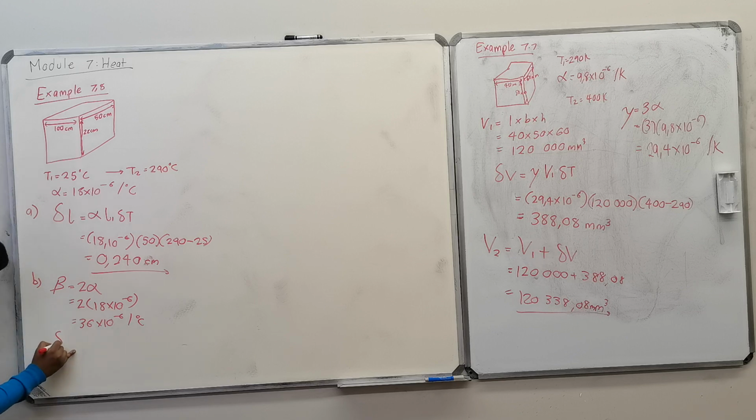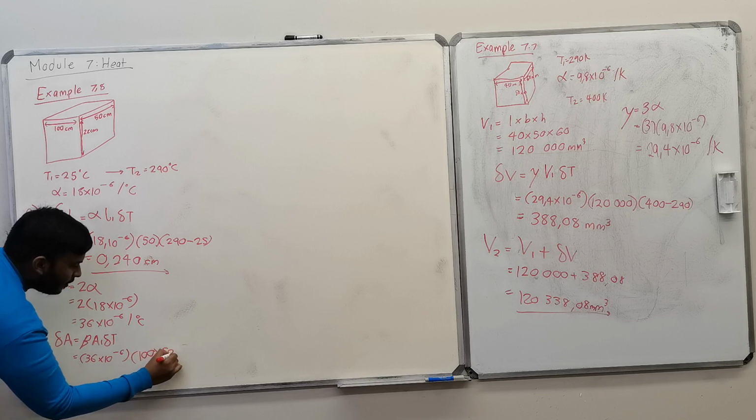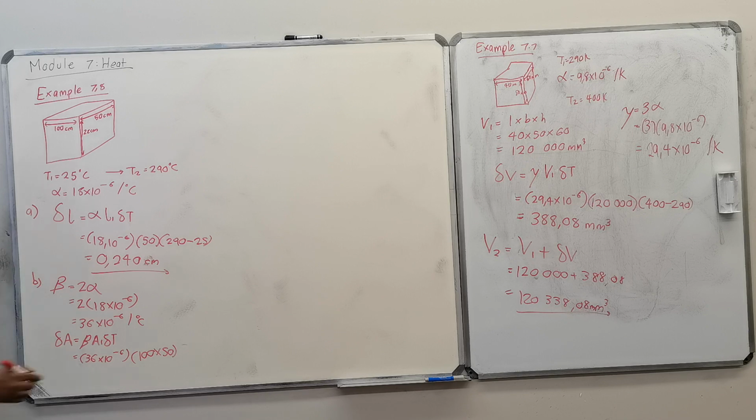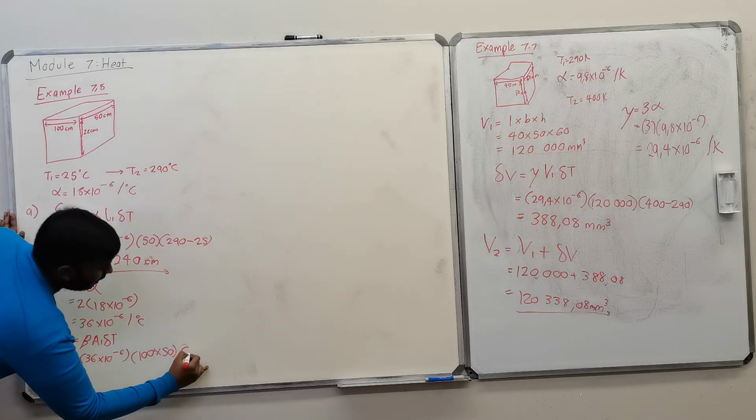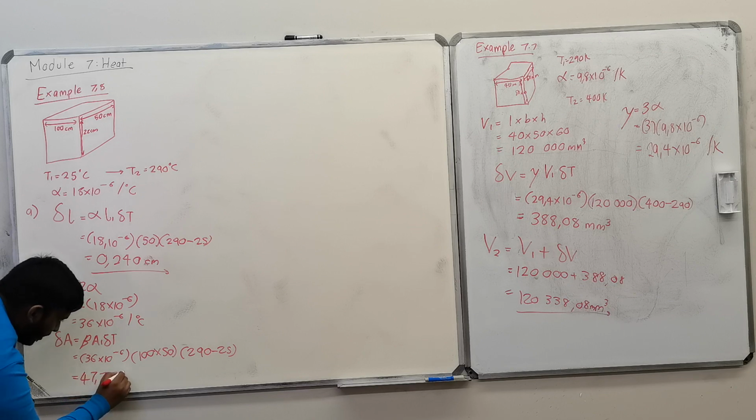Then your change in area is equal to the coefficient of area expansion multiplied by your initial area multiplied by your change in temperature. So this is 36 times 10 to the minus 6 multiplied by 100 times 50. Why 100 times 50? Because the question asks for that side. Multiplied by 290 minus 25, which gives 47.7 centimeters squared.